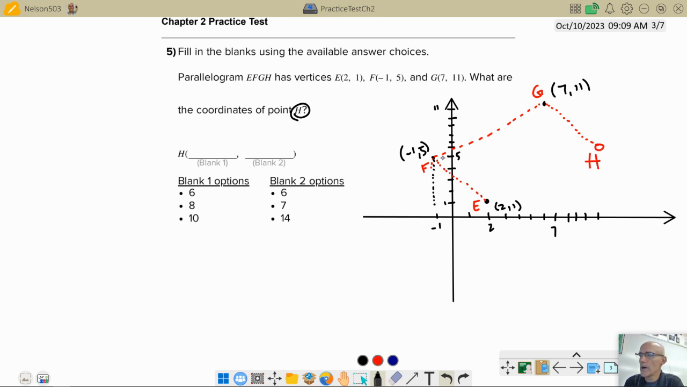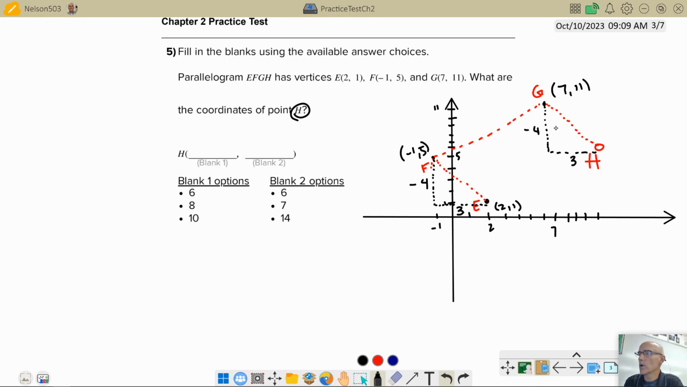Well, I was at 5 and I'm going down to 1. So it's a rise of -4, right? And then my run is over 1, 2, 3. It's because I'm going from -1 to 2. So that's over 3, right? So I'm going to do the same over here. I'm going to go down 4. Okay. And then I'm going to go over 3, right?